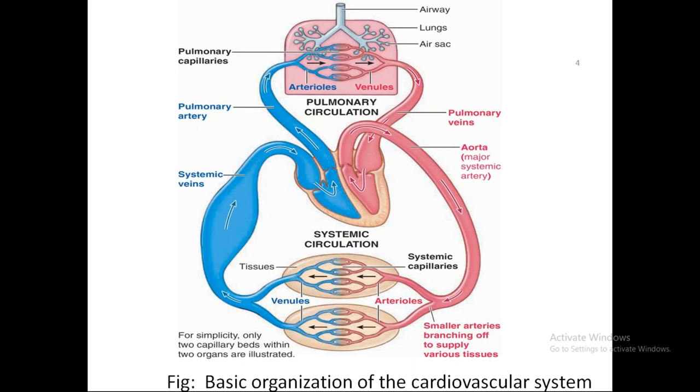This figure shows the basic organization of the cardiovascular system. You have already known that blood from the left side of the heart passes through the aorta to different parts of the body. Arteries carry blood from the heart to the different organs, and they branch into smaller arteries. Then after entering the organ, smaller arteries branch into arterioles. Then arterioles within the organ give rise to capillaries. Then capillaries form venules.